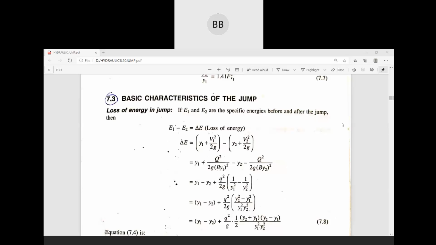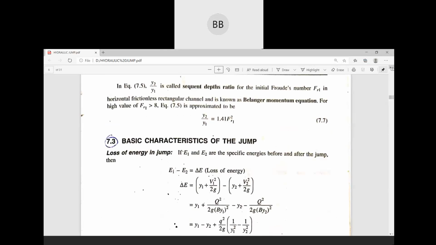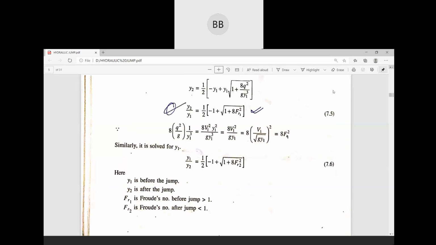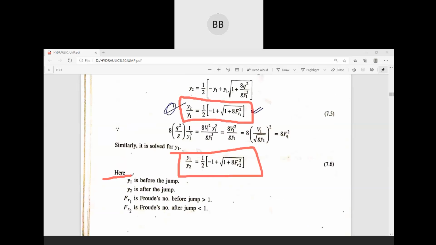So the next topic is the basic characteristics of the jump. Here, we have derived two expressions for the depth of flow before the jump and the depth of flow after the jump. You can write here y1 is before the jump, y2 is after the jump, and Fr1 is the Froude number before the jump, which is always greater than 1.